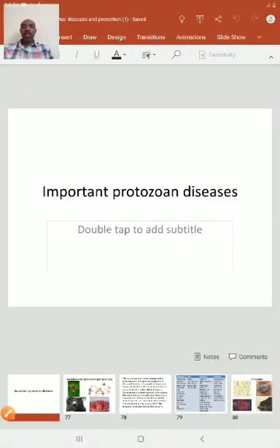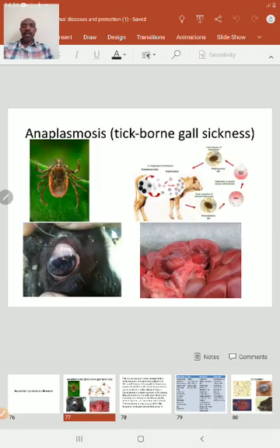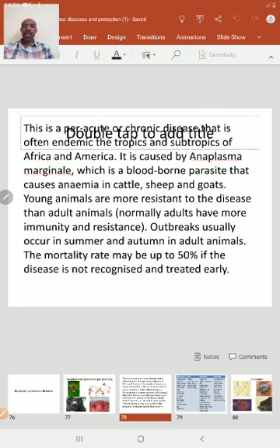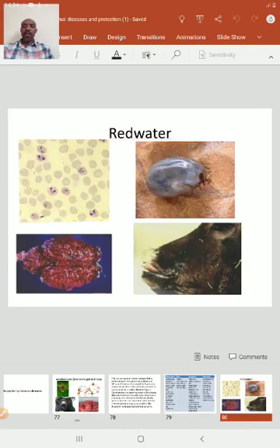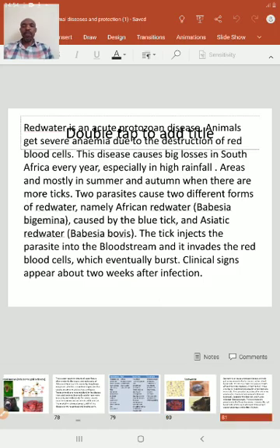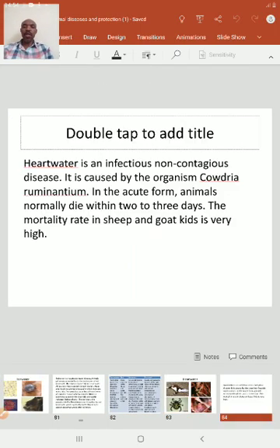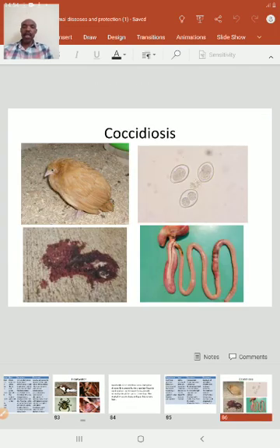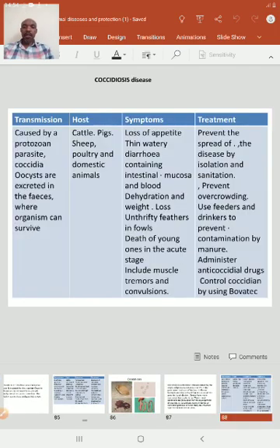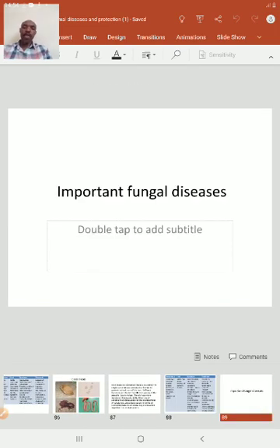Hey guys, we continue to look at the protozoal diseases. You see anaplasmosis. We have as well red water caused by a blue tick. We have as well heartwater caused by a bont tick. And we have coccidiosis. Those are our protozoal diseases.